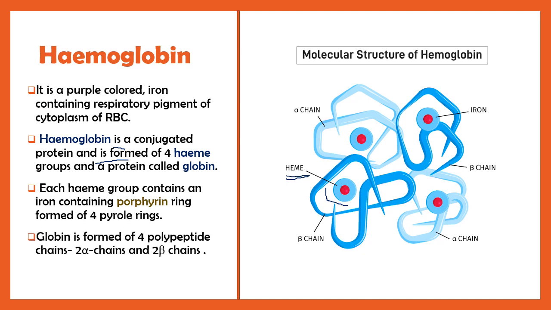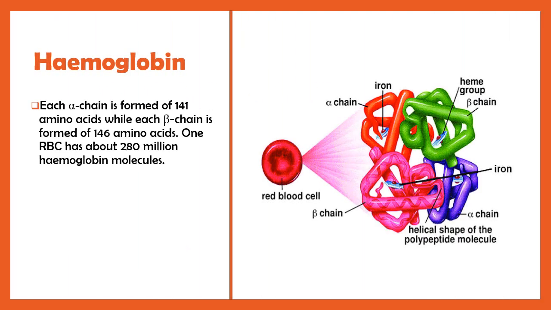Another thing is globin. Globin is formed of four polypeptide chains, out of which two are alpha chains and two are beta chains. You can see the beta chains and alpha chains in this structure of hemoglobin. Each alpha chain is formed of 144 amino acids, while each beta chain is formed of 146 amino acids. Here we can see the alpha chain, this is the beta chain.